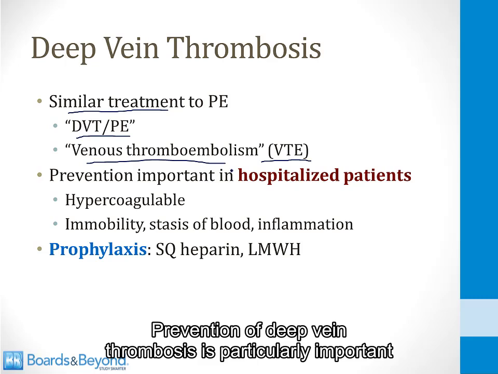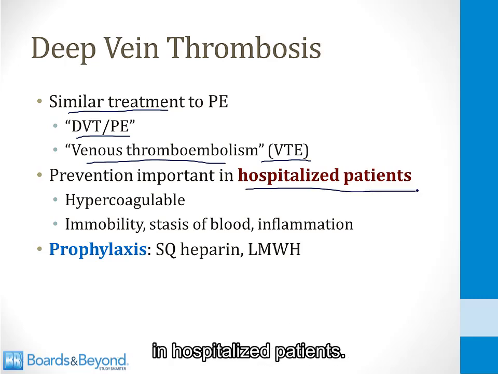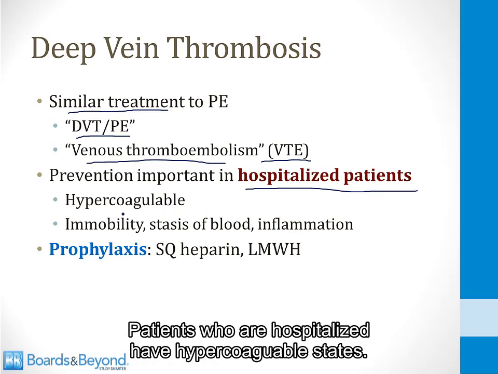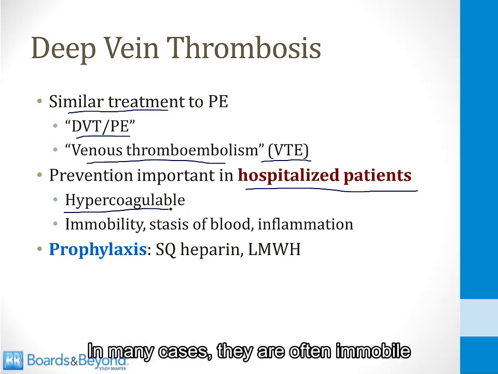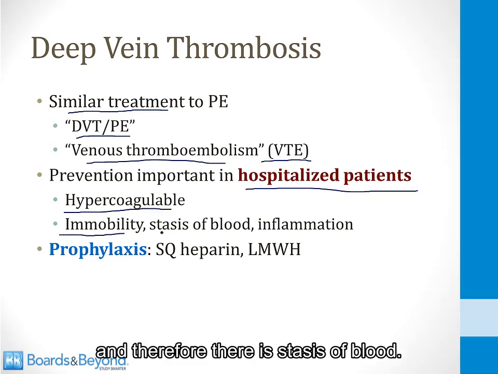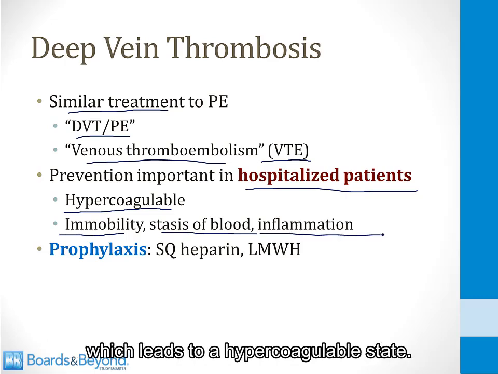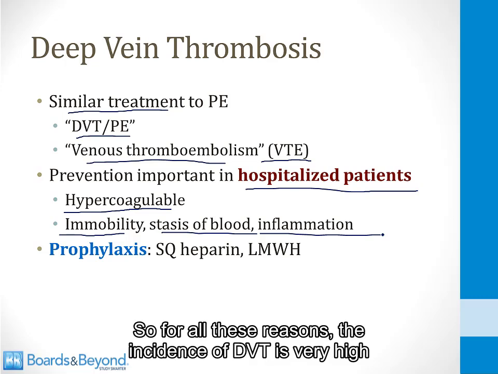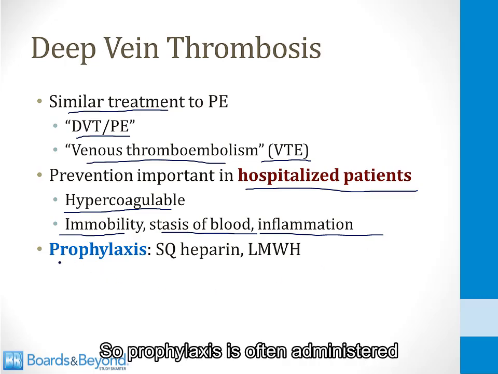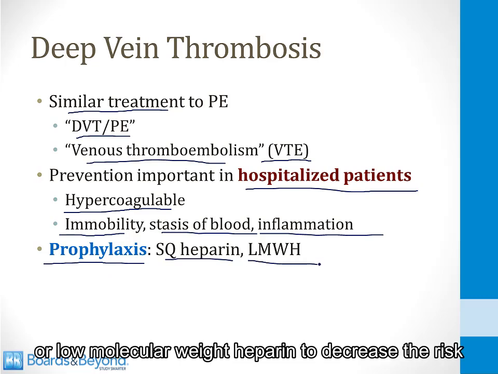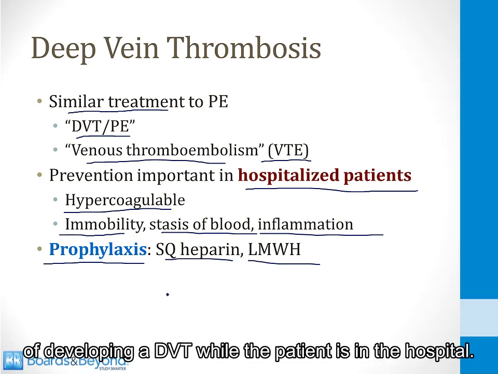Prevention of deep vein thrombosis is particularly important in hospitalized patients, and you will see this frequently on your clinical rotations. Patients who are hospitalized have hypercoagulable states in many cases. They are often immobile, and therefore there is stasis of blood. In addition, they often have ongoing inflammation, which leads to a hypercoagulable state. So for all these reasons, the incidence of DVT is very high among patients who are hospitalized. So prophylaxis is often administered with shots of subcutaneous heparin or low molecular weight heparin to decrease the risk of developing a DVT while the patient is in the hospital.